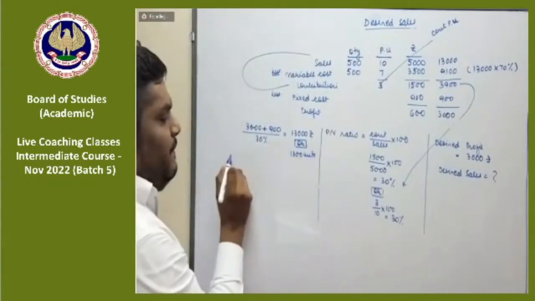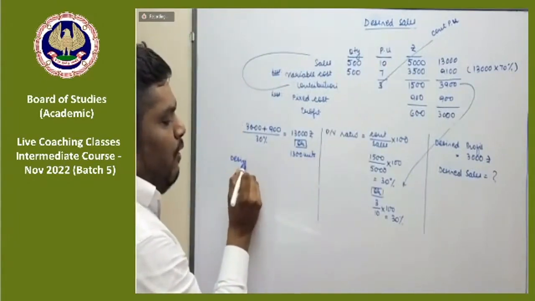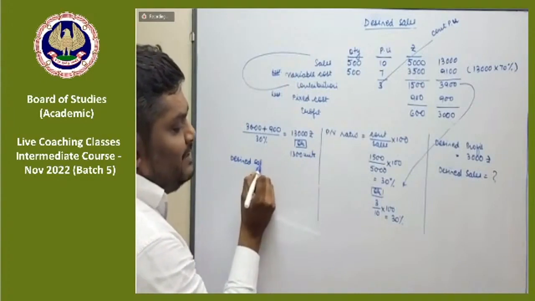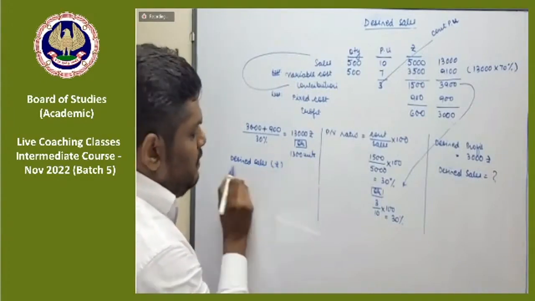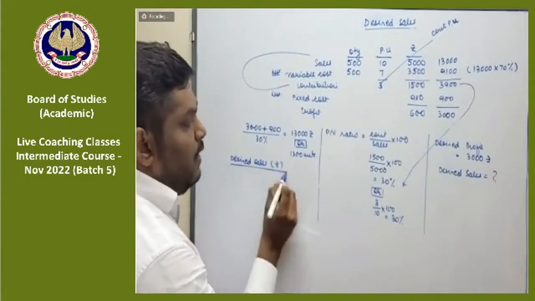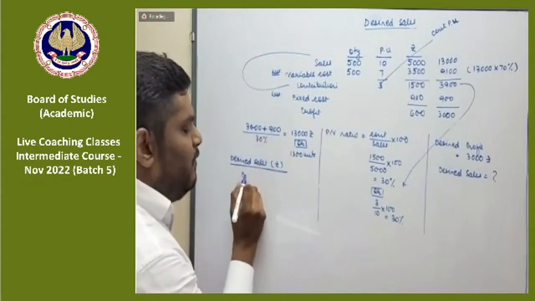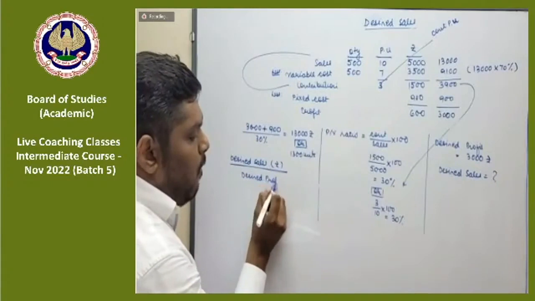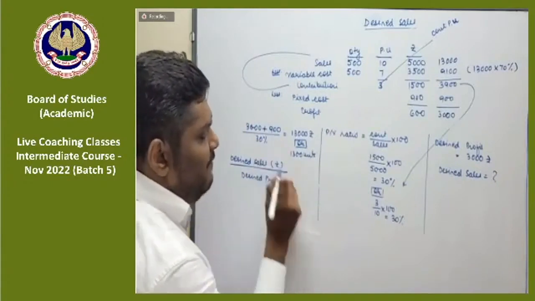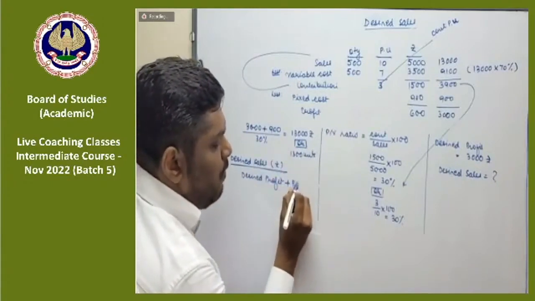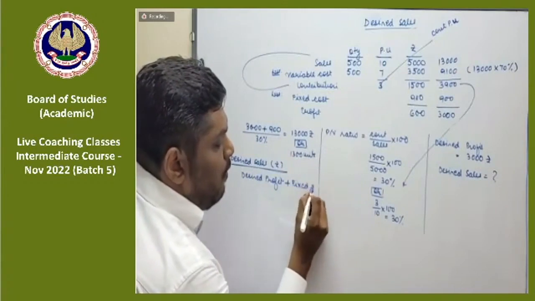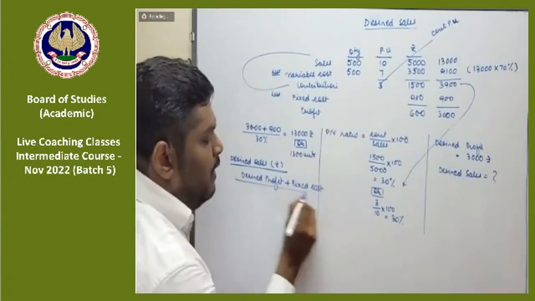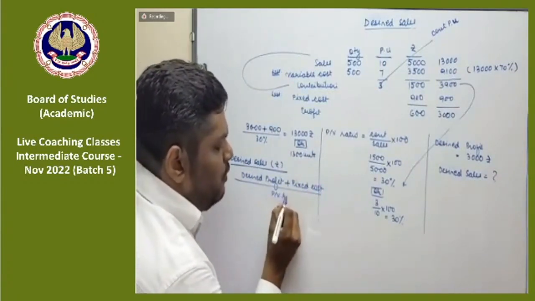So we can say, if we want desired sales in rupees, very simple, my desired profit plus my fixed cost divided by my PV ratio.